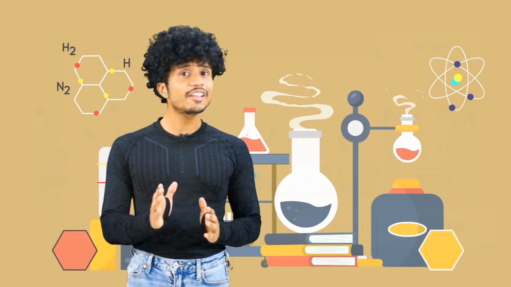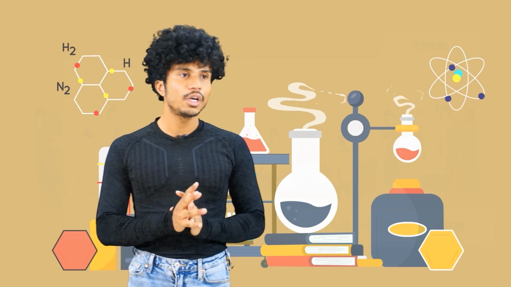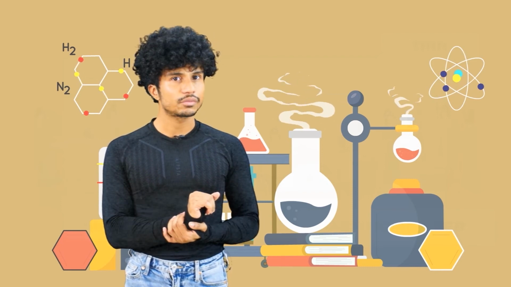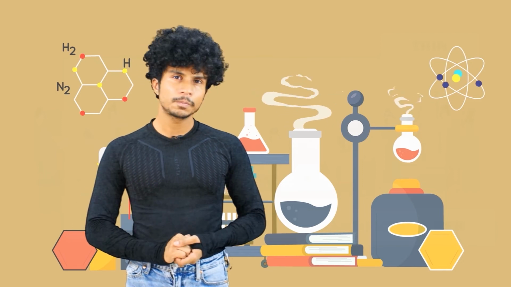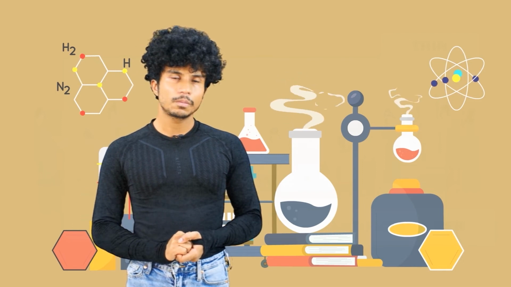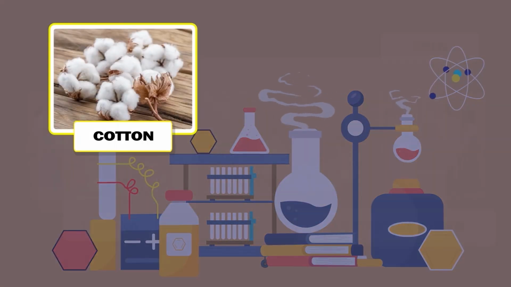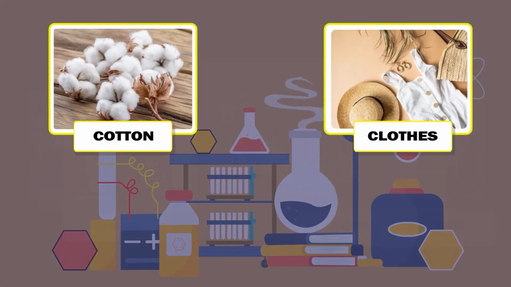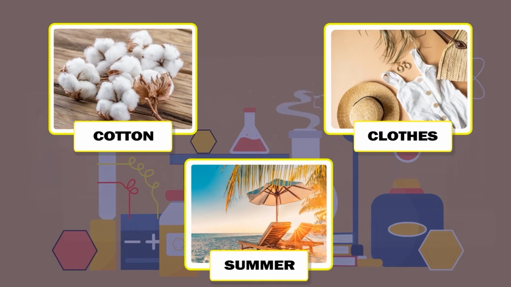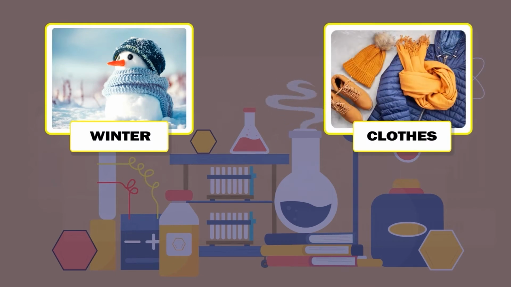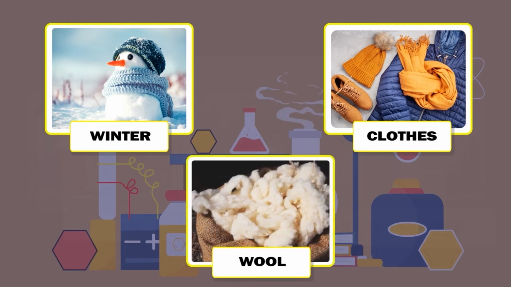Now, can someone give me an example of fiber and an article that it is made up of? I'll give you a minute. Well, let's take the example of cotton. Cotton is used to make lighter clothes during summer because we need to stay breezy and cool. Whereas in winters, we use warmer clothes which are heavier, so we use wool.